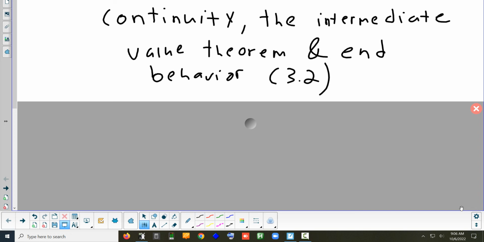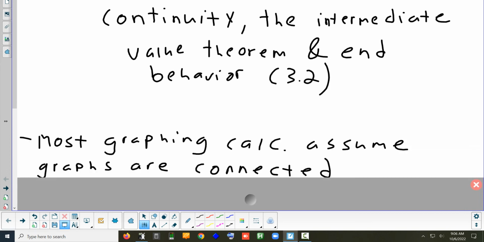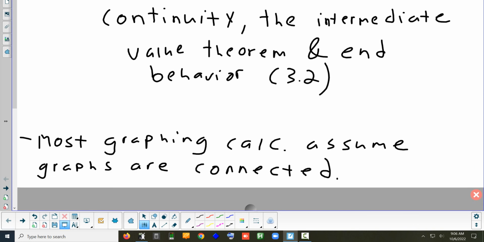So the last section we're going to look at this week is 3.2. I might choose to only look at pieces of this. Well, we'll see as we go. But there are three things in the section, if we cover all of it: continuity, intermediate value theorem, and what's called end behavior. So we'll talk about each one of them.